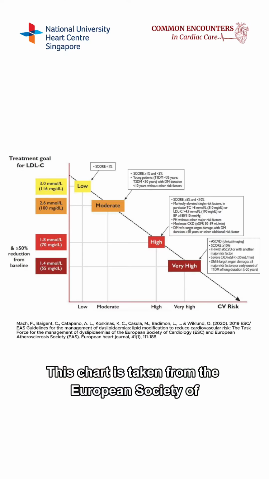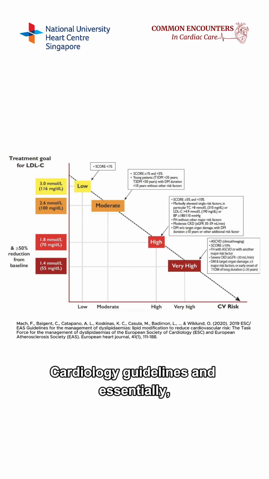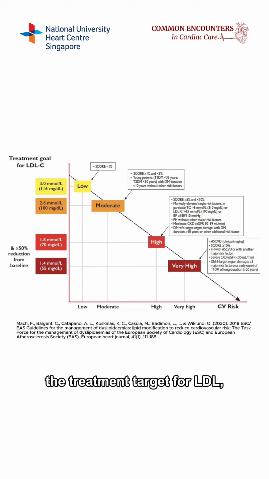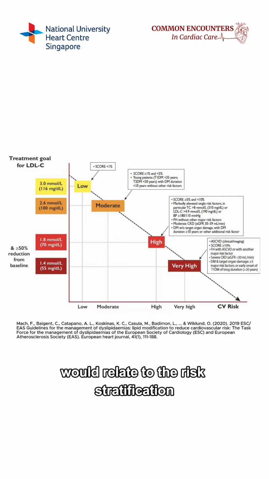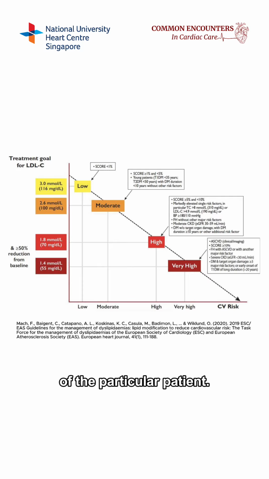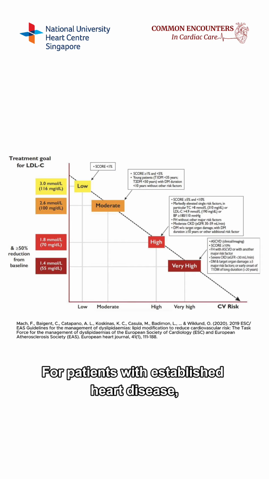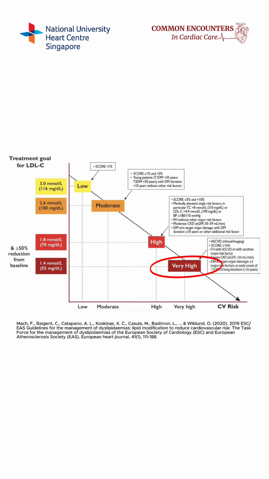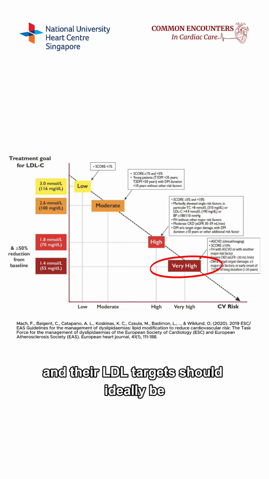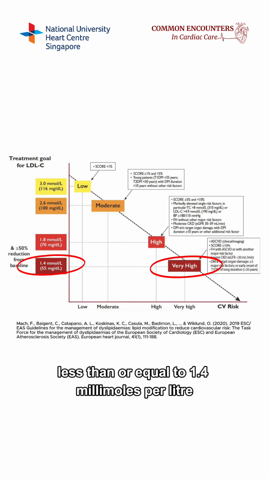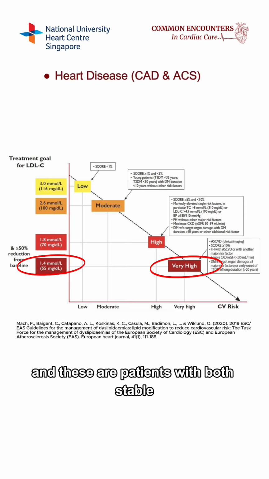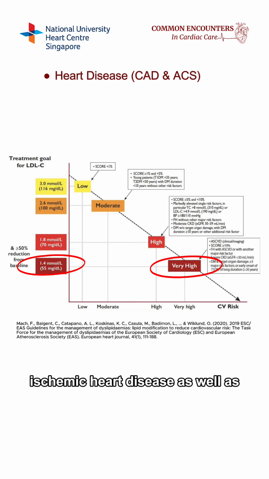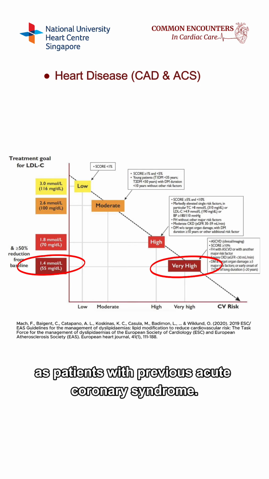This chart is taken from the European Society of Cardiology guidelines, and essentially the treatment target for LDL would relate to the risk stratification of the particular patient. For patients with established heart disease, they are considered very high cardiovascular risk, and their LDL targets should ideally be less than or equal to 1.4 millimoles per liter. And these are patients with both stable ischemic heart disease as well as patients with previous acute coronary syndrome.